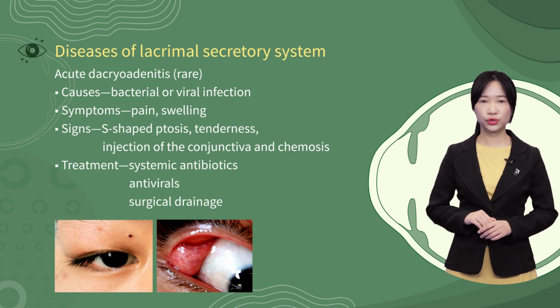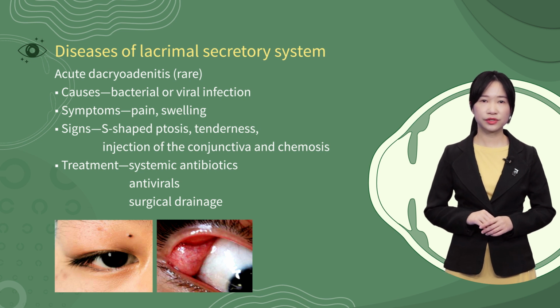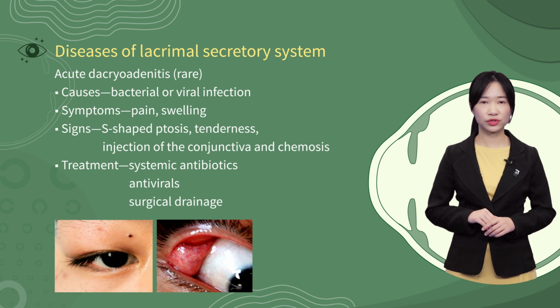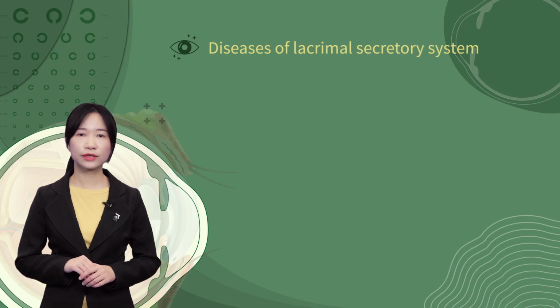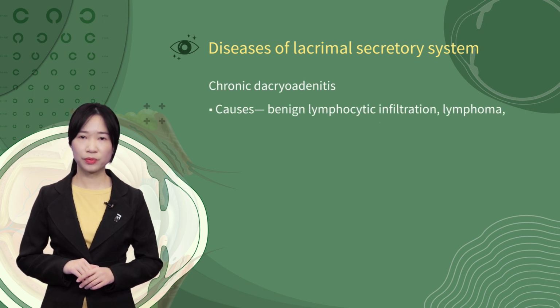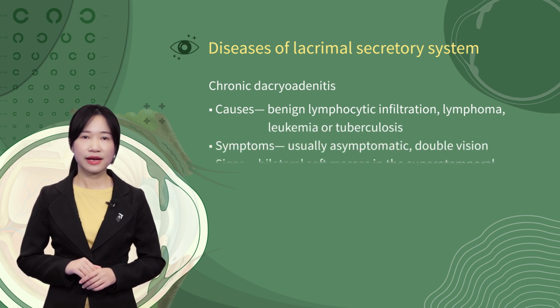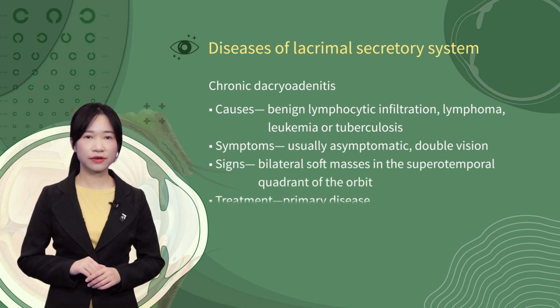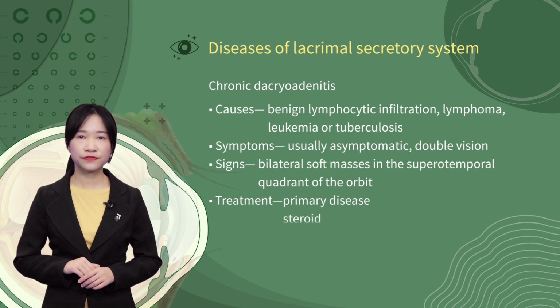Treatment varies according to the cause. Systemic antibiotics or antivirals can be given if bacterial or viral infection is present. Sometimes we need surgical drainage to eradicate the infection. Chronic dacryoadenitis may be the result of benign lymphoid infiltration, lymphoma, leukemia, and tuberculosis. It is usually asymptomatic, has a less acute onset, and involves both eyes. Patients may complain of double vision in severe cases if the enlarged lacrimal gland affects eye movement.